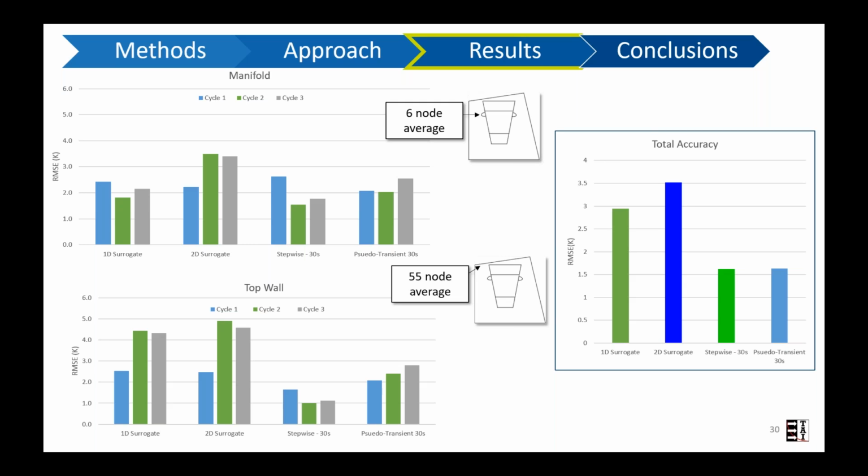So as we can see with the total accuracy on the right, the stepwise overall with averaging between the three different cycles is the most accurate, followed closely by pseudo-transient and then the surrogate methods. But overall, the accuracy of all four of them is fairly comparable, being within around 2 degrees.